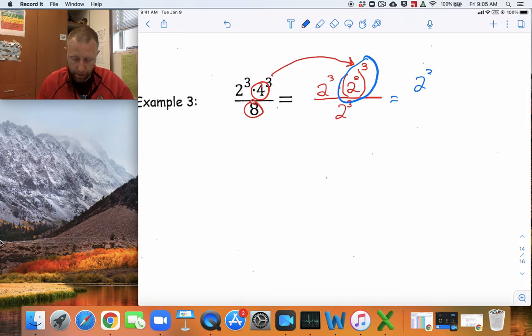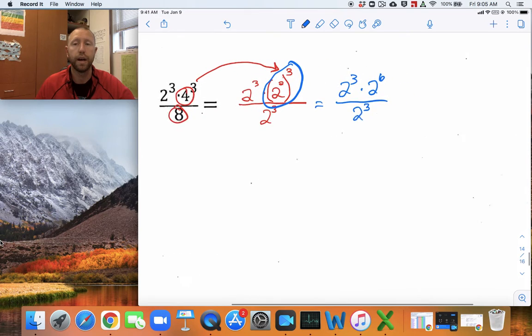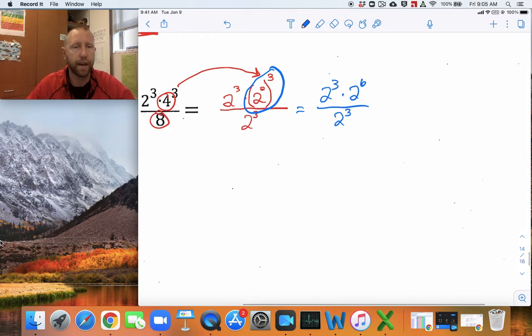So I've got 2 cubed times a power raised to another power. You guys know we can multiply those exponents, right? So when I look at these exponents, 2 times 3 is 6. So this is 2 to the power of 6. And the denominator is going to stay the same also, right? 2 cubed. Keep going. Keep simplifying it by now simplifying the numerator, right?